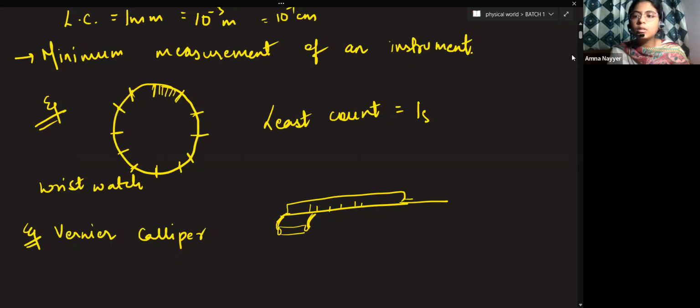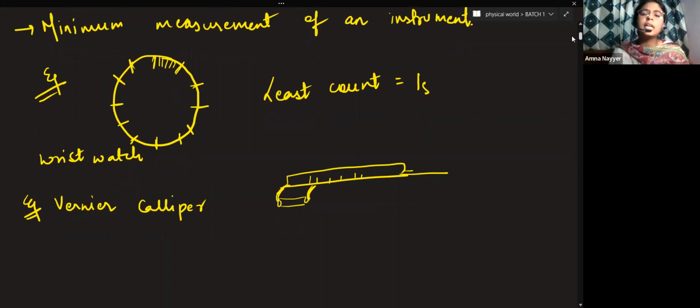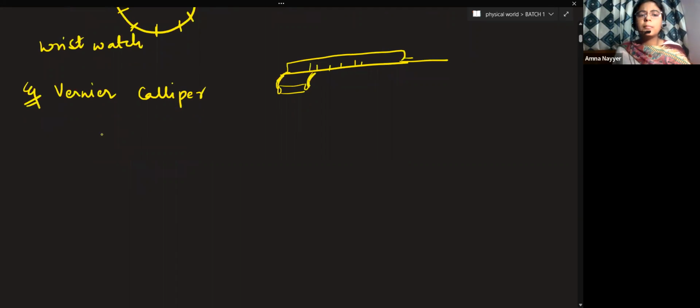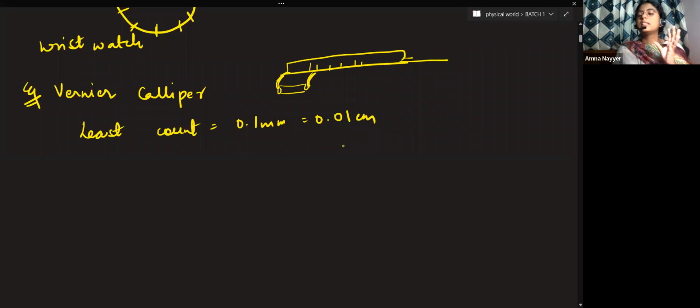So least count is what? Least count of Vernier calipers. For now, you can remember it. This is 0.1 millimeters, which is 0.01 centimeters. This is the least count of it. So it means it can measure up to 0.1 millimeters. If the diameter of, let's say, a very small metallic bob that I have taken is 0.1 millimeters.